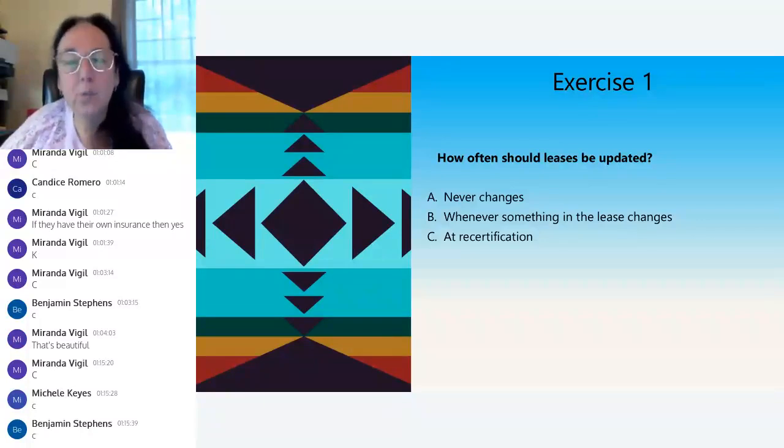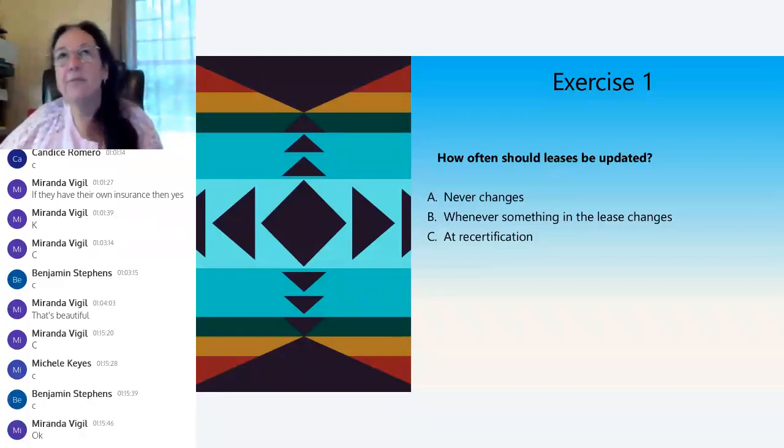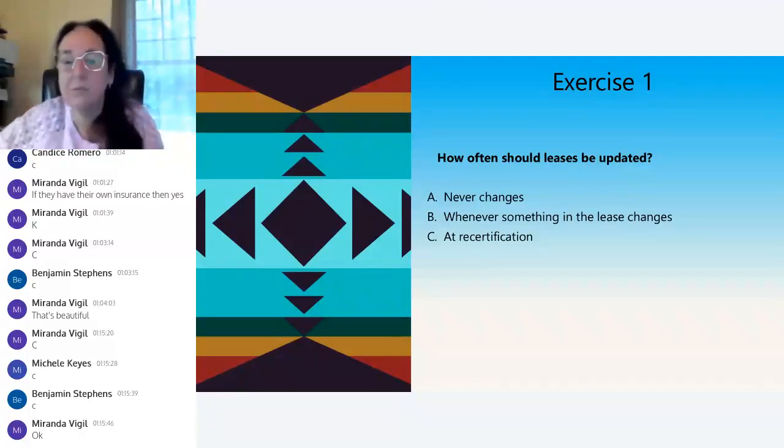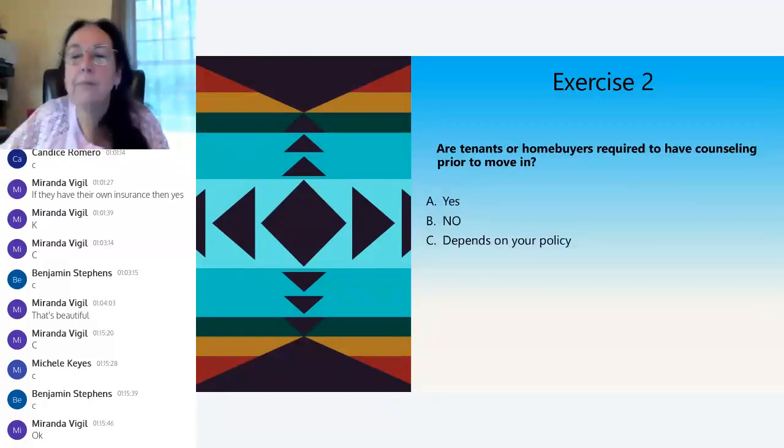It's actually whenever something in the lease changes. Okay. If something happens, you should probably have them come in and redo a new lease. You don't really want to wait, especially if you just executed them or renewed them or whatever. You know what I'm saying? So, okay. Are tenants or homebuyers required to have counseling prior to move-in? Yes, no, or depends on your policy.